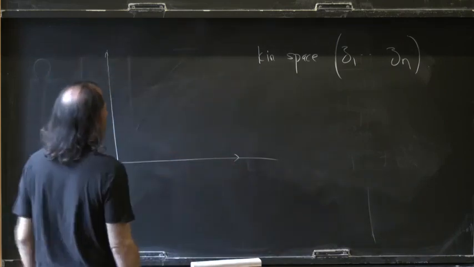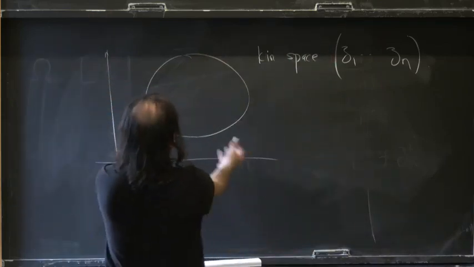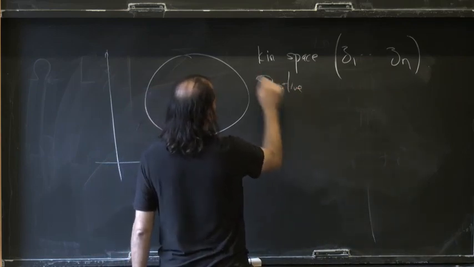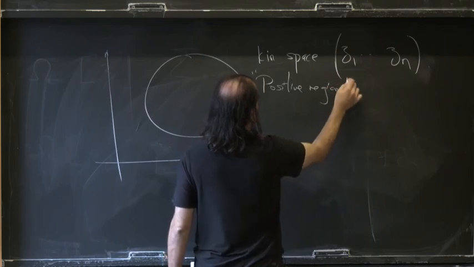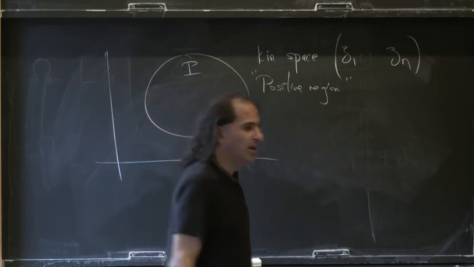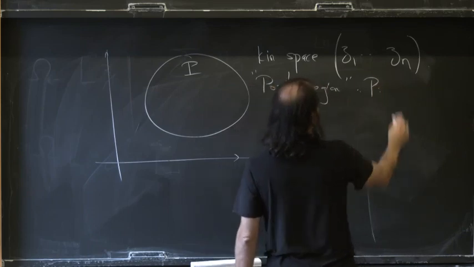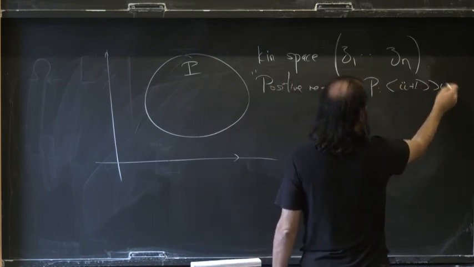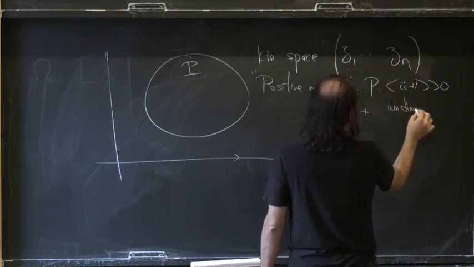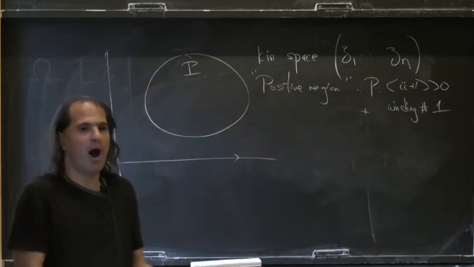So in this big kinematical space, there's a region, some top dimensional chunk of the big kinematical space, that we can call the positive region, P. In this case, what is this region? This is that part of big Z space for which all the zi plus 1s are positive, and we have winding number 1. That's an interesting part of the kinematic space.